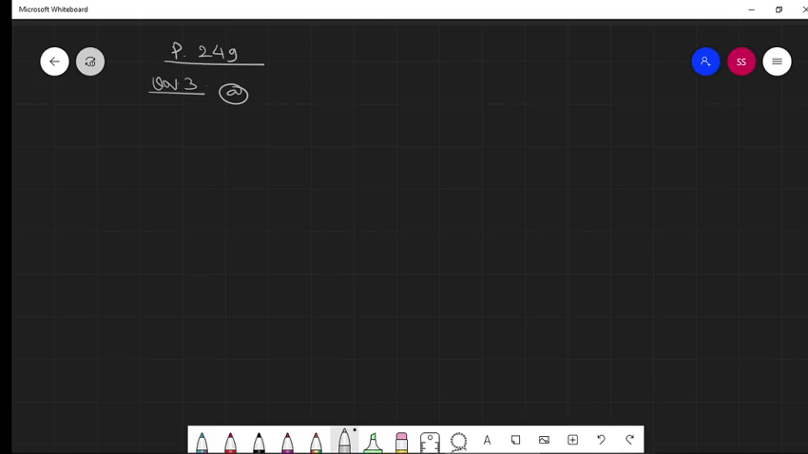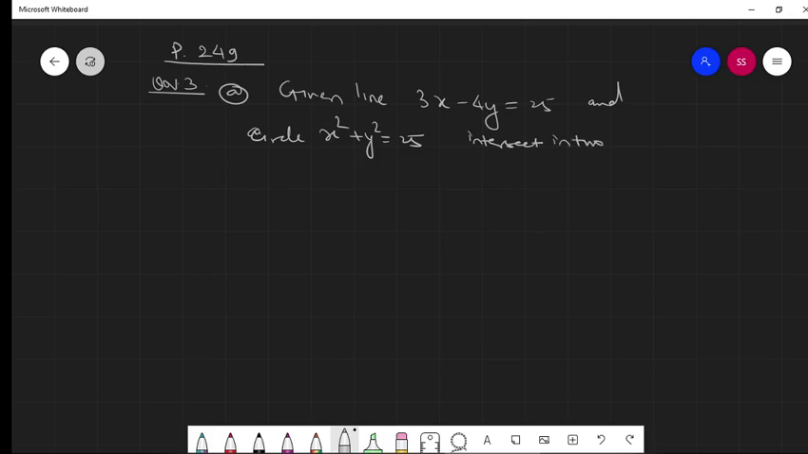Show that the line 3x minus 4y equal 25, we have given line 3x minus 4y equal 25, and the circle x square plus y square equal 25 intersect in two coincident points.